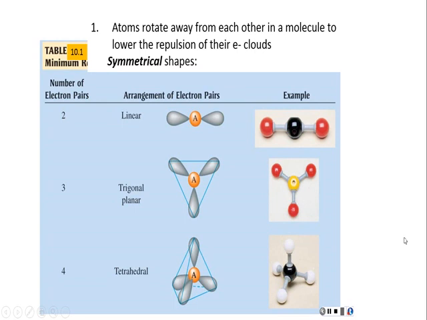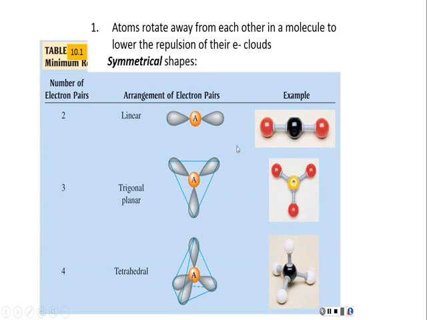First of all, for symmetrical shapes, there are three of them that you have to know. First one is called linear, and linear is anytime you have three atoms bonded together. Now linear here means that the central atom gets no lone electron pairs, so these two atoms get as far away from each other as possible.